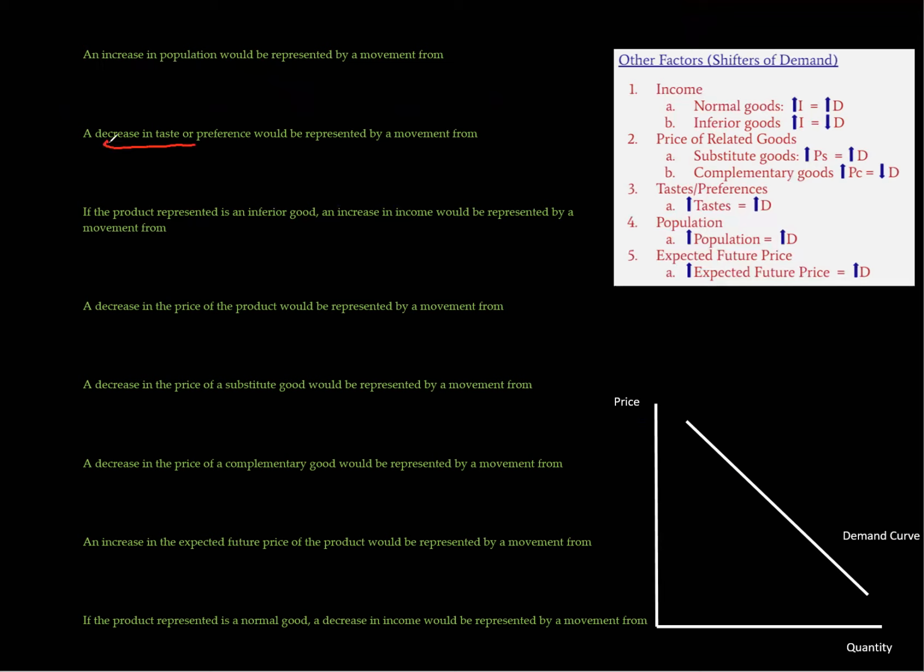A decrease in taste or preference. That could be something like the market for ice cream. Maybe when it's cold outside, like in the winter months, people want less ice cream. They have less of a taste for ice cream. We can think about what that means for buyer behavior, but let's just check our list. The list says that if tastes increase, demand increases. So the opposite is also true. If tastes decrease, then demand decreases. So a decrease in demand.